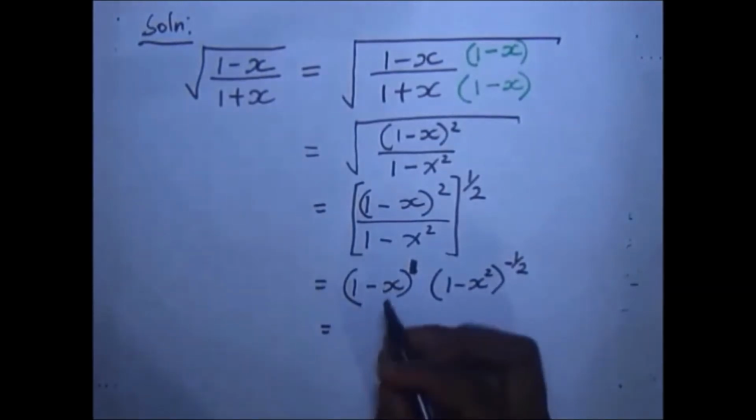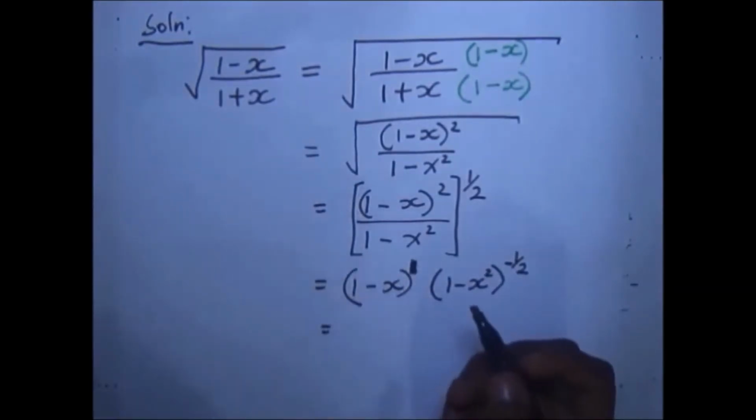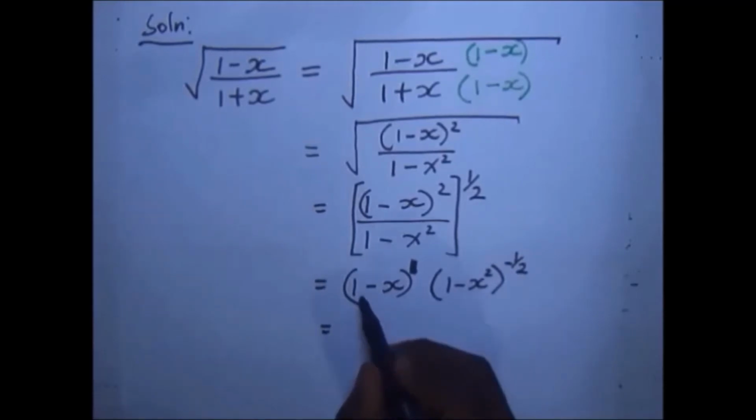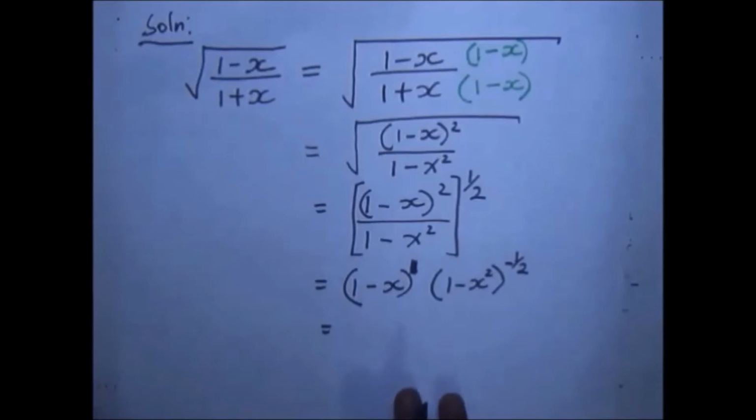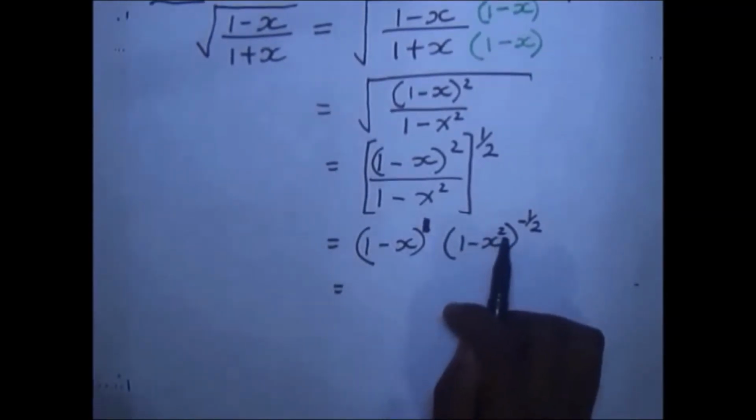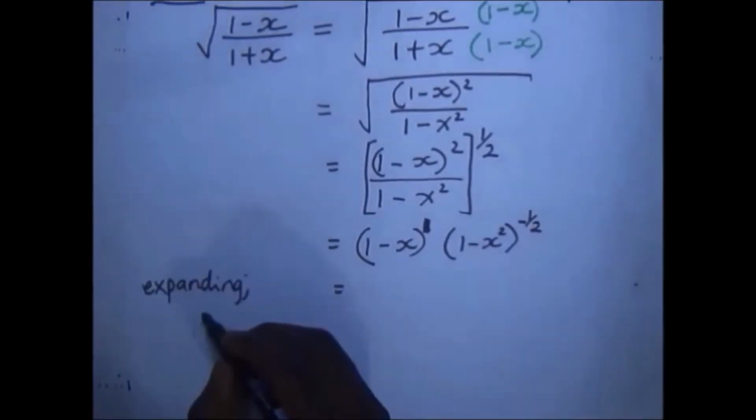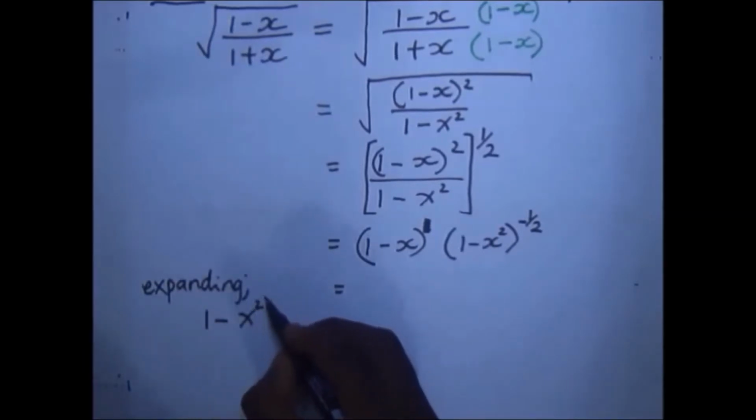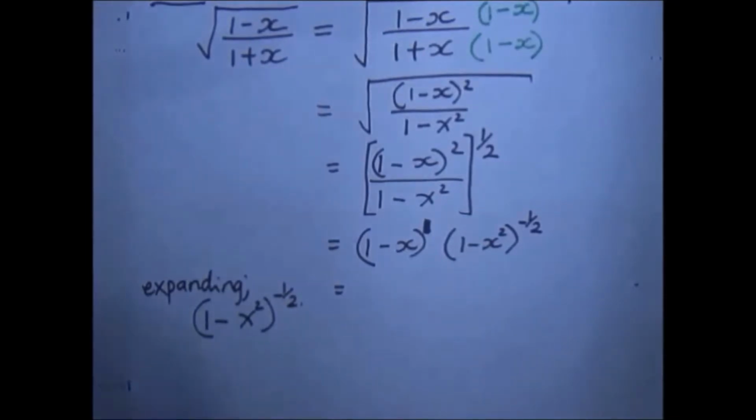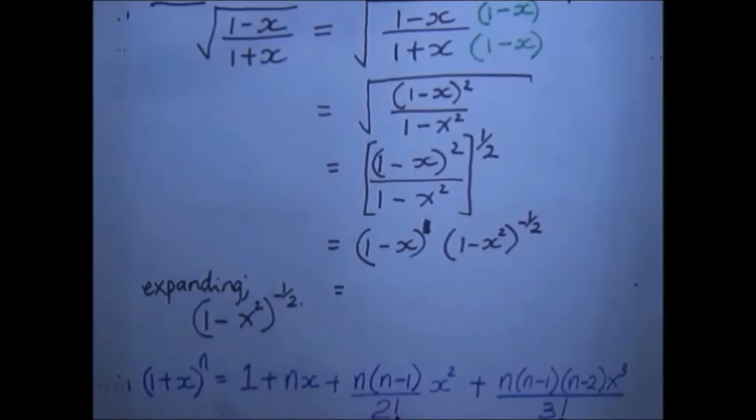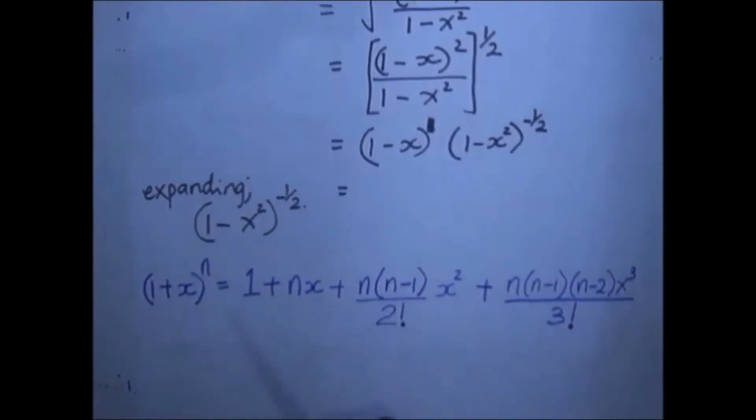So we continue by saying this expression, the first one is already expanded. As in, for us to expand 1 minus x to the power 1, the expansion is 1 minus x. So now what about this? 1 minus x squared to the power negative a half. It means that our value of n is negative a half. And since the value of a is 1 and the value of b is x squared, we are simply going to use that expression like we have been using in our previous videos.